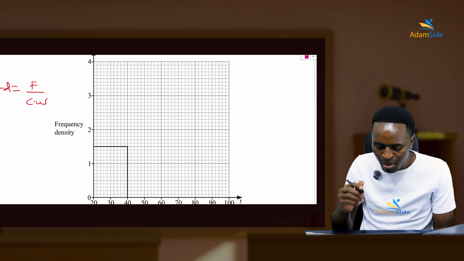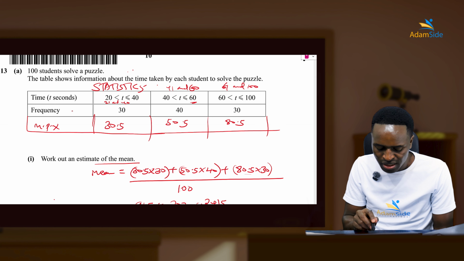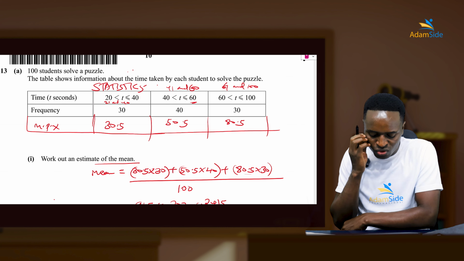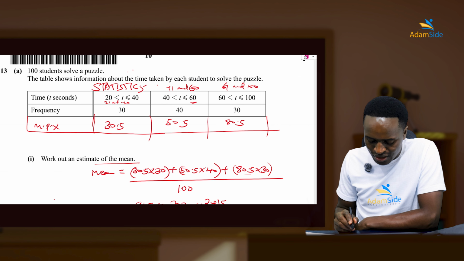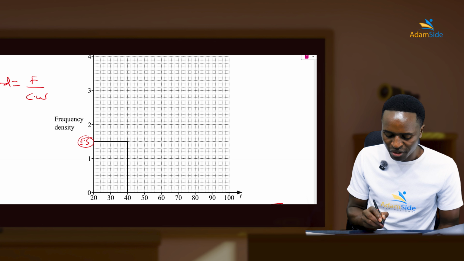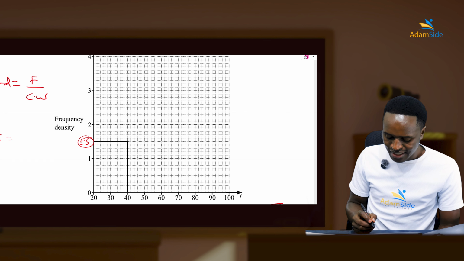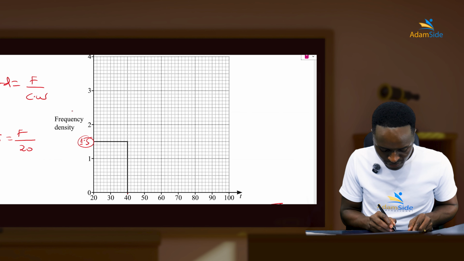If you go back to the top question, we had time t as 40, and the frequency is 30. We need to understand frequency density, because if you know about it, that will be easier. Here they say the frequency density is 1.5, and the class width is 20. So the frequency is 30, because frequency is 20 times 1.5, which is 30.